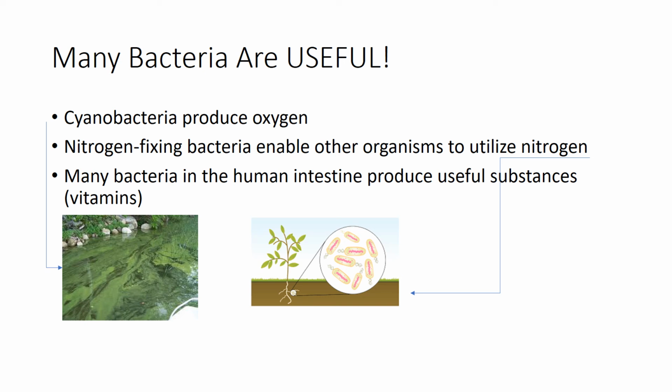And third bullet point, many bacteria in the human intestine produce useful substances, vitamins. Just an example, all of us have colonies of a bacterium called Escherichia coli, which lives in the colon, in the large intestine, and it produces a substance known as vitamin K. Vitamin K is a blood clotting factor. There is no blood clotting without vitamin K, right?